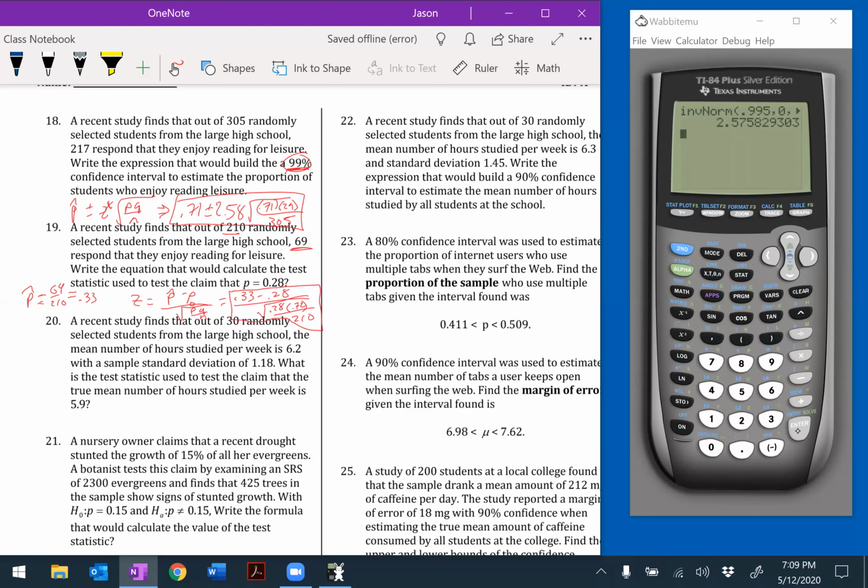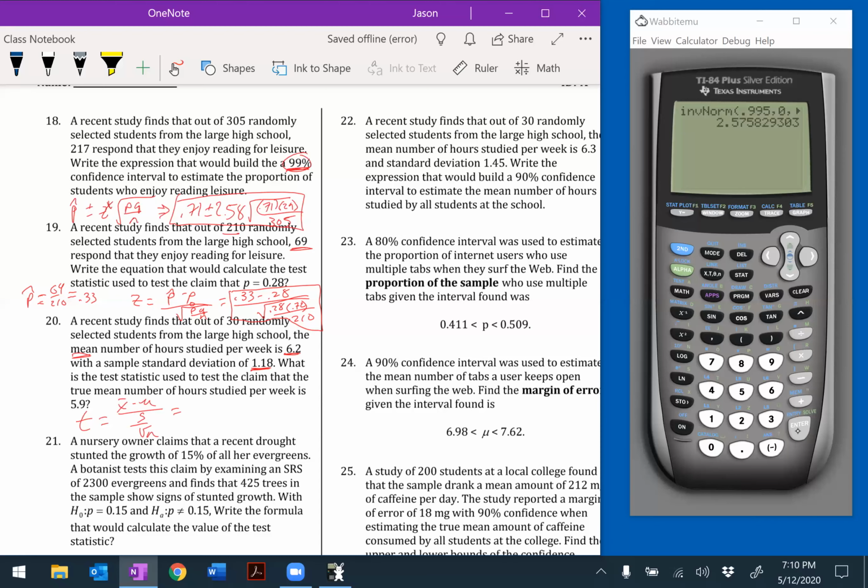Okay. So again, we're not calculating it out, we're just setting it up. A recent study finds that 30 randomly selected students from a large high school, the mean number of hours, so this is a mean now, was 6.2 with a sample standard deviation of 1.8. What is the test statistic used to test the claim? So this is going to be a T statistic. So this is going to be X bar minus mu over S over the square root of N.